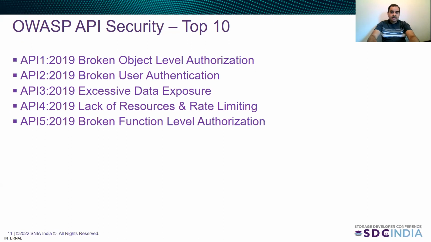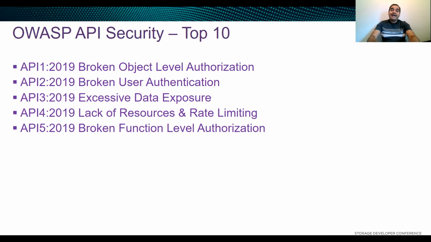I'll move to the next one, broken function level authorization. So what is broken function level authorization? Again, the same thing. The API mistakenly relies on the client to use user level or admin level APIs appropriately, right? So your APIs will have something only for users, something only for admins. Now, typically in the URL, an attacker will try to find out the hidden admin APIs and methods, and try to invoke them directly.